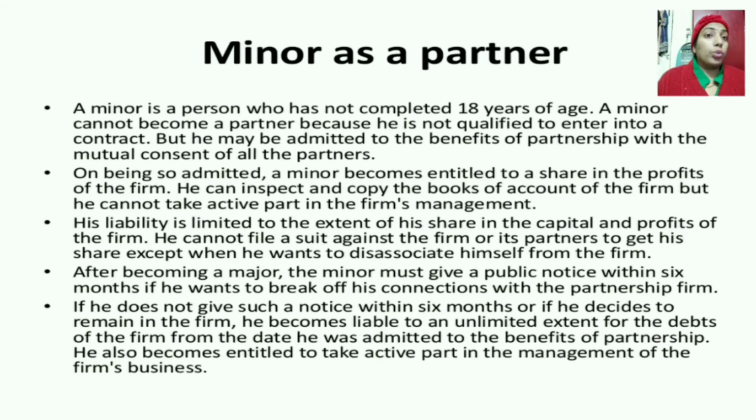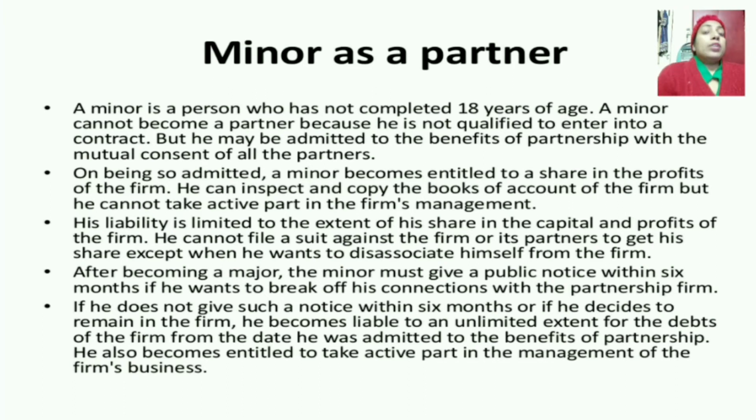Now, a minor can also be a partner. So if a minor, that is, a person below 18 years of age, is part of a partnership firm, what happens to him? A minor is any person who has not completed 18 years of age. A minor cannot become a partner because he is not qualified to enter into a contract, but he may be admitted to the benefit of the partnership with the mutual consent of all the partners.